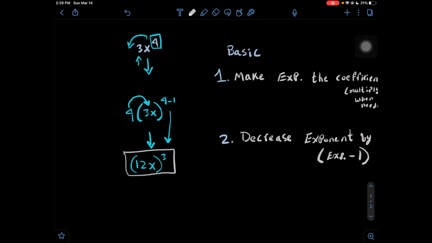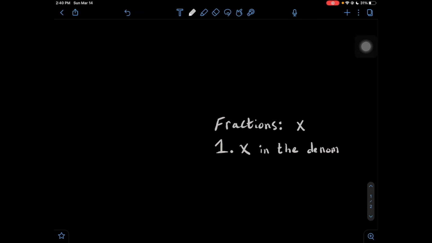Let's go on to a more challenging problem. So let's go ahead and start with fractions. So these are going to be rules when we are dealing with fractions. In dealing with fractions, the x is in the denominator, and you'll see what this means when we start doing our problems. And you're going to know when you have a fraction is when you have an x to the power of a negative exponent. So when x is to a negative exponent, you're going to have a fraction. That's something to just keep in mind.